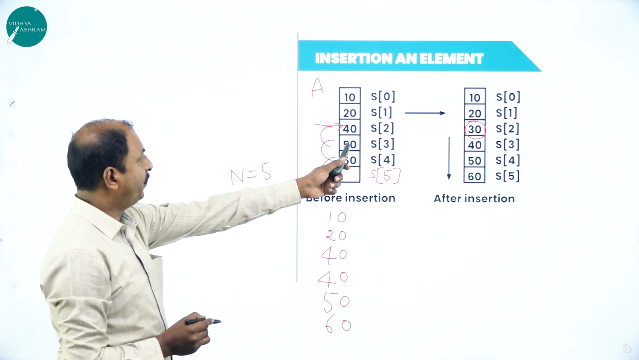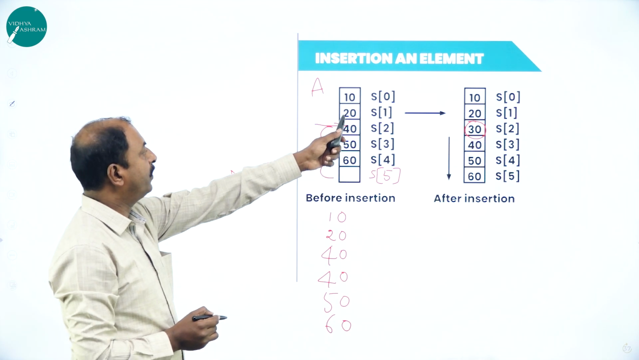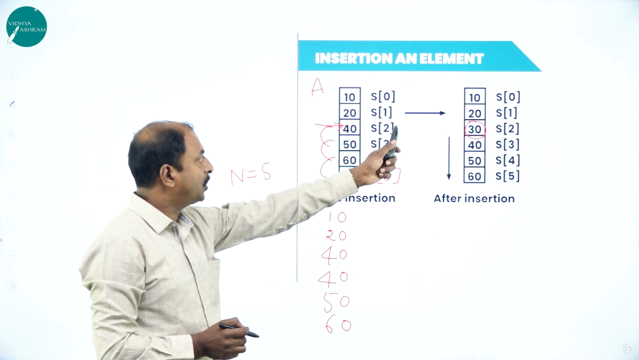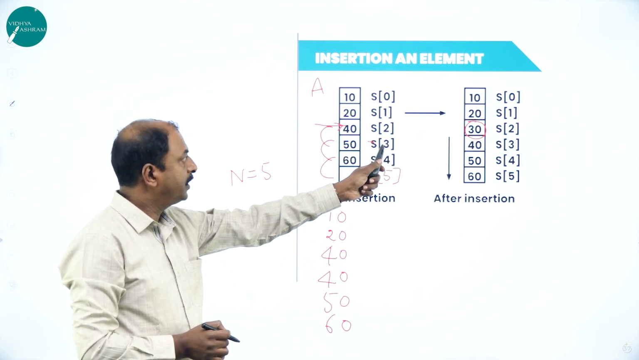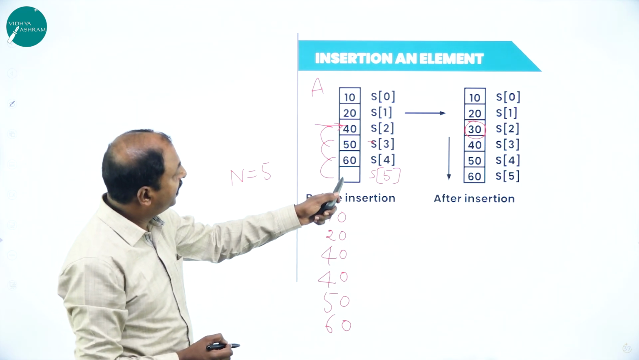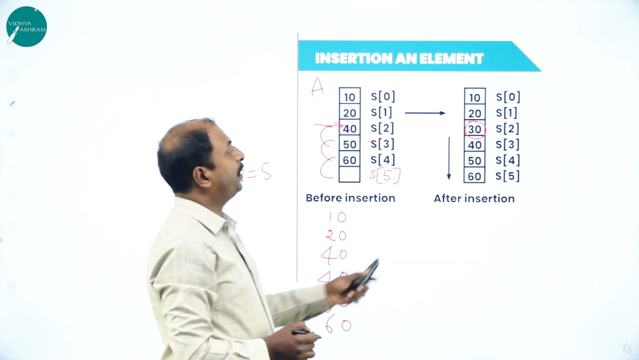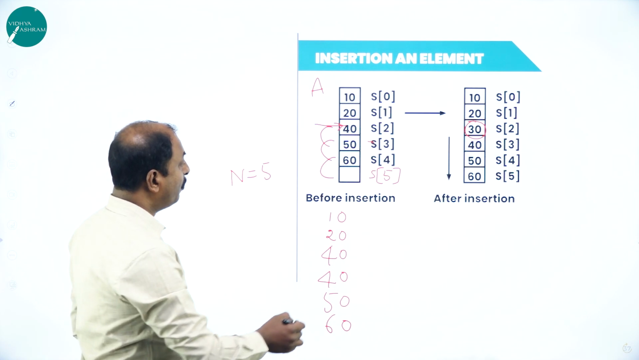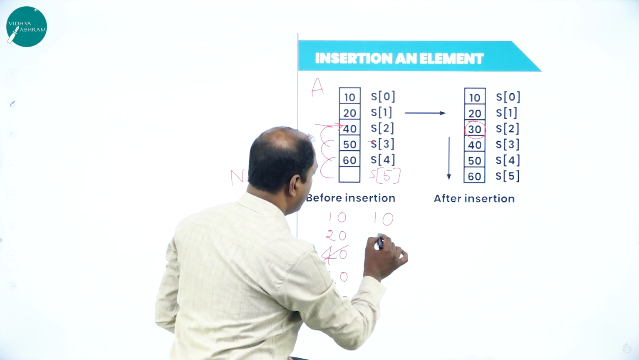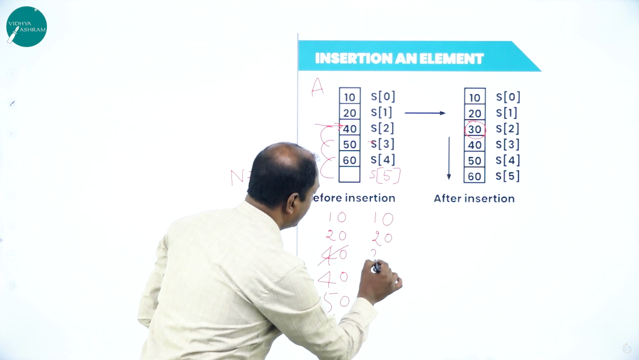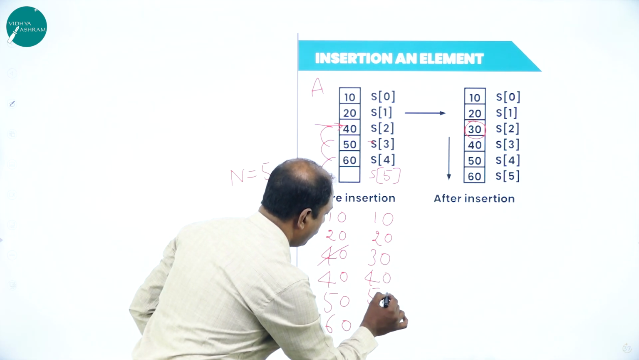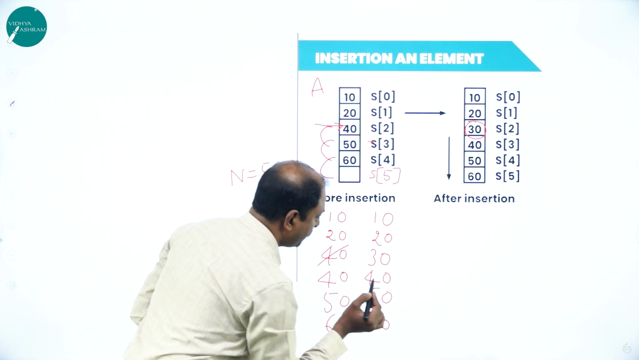Similarly, 50 should be moved to S of 4, and element 40 we have to move from S of 2 to the index S of 3. This is the process. Once we move the elements to the next higher order, the element to be inserted, in this example 30, we insert at S of 2. Accordingly it becomes 10, 20, the new element 30, and 40, 50, 60.